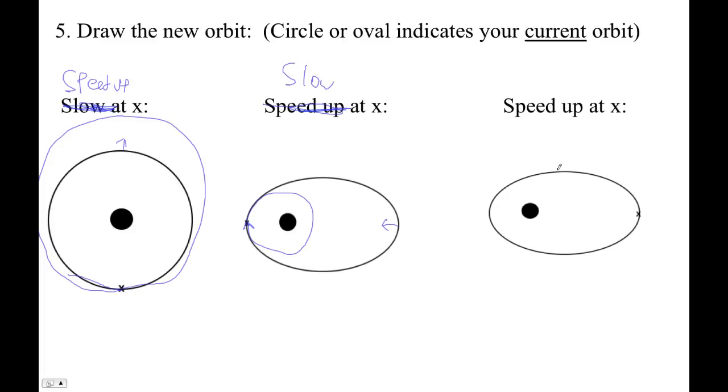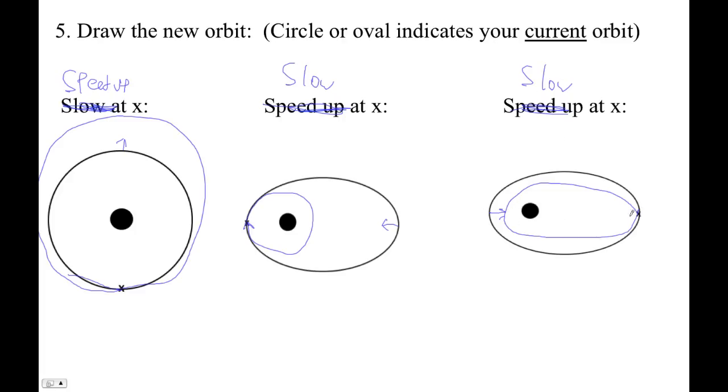If we speed up, well, let's do this. Let's make this slow. If we slow at that point, we're going to bring this side in. Now we're still going to go around the central body. Don't be doing some kind of crazy thing here. It's going to be even more elliptical. So slowing always brings the other side in.